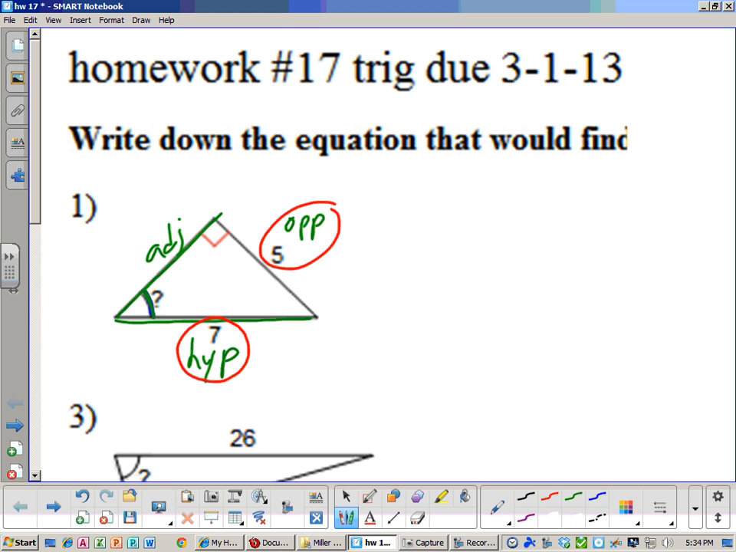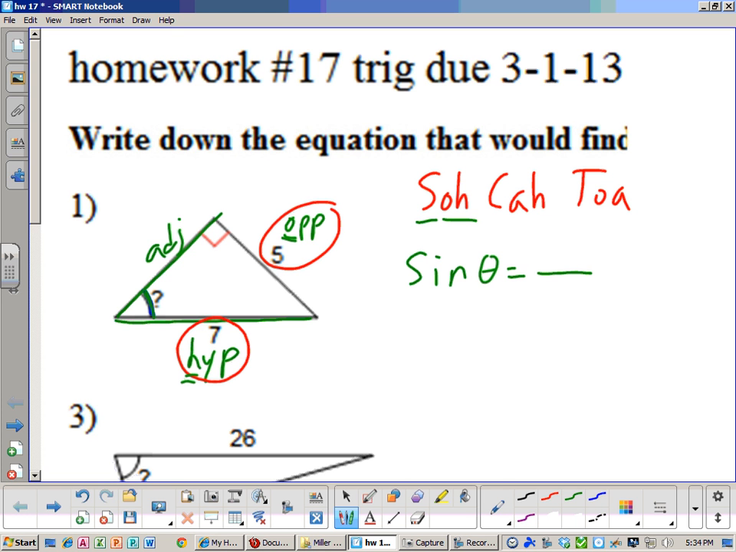Now, there's a term that I like to do that helps me remember all the trig functions, and it goes SOH CAH TOA. SOH CAH TOA. We are looking at opposite and hypotenuse. Opposite and hypotenuse is sine. Sine of any angle is equal to opposite, right? Opposite over hypotenuse.